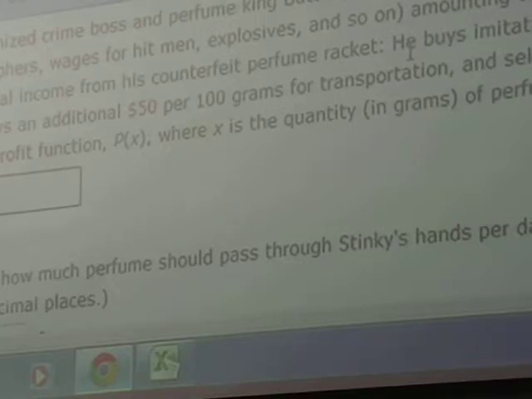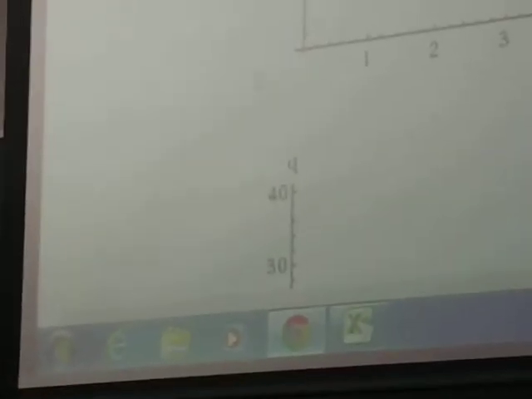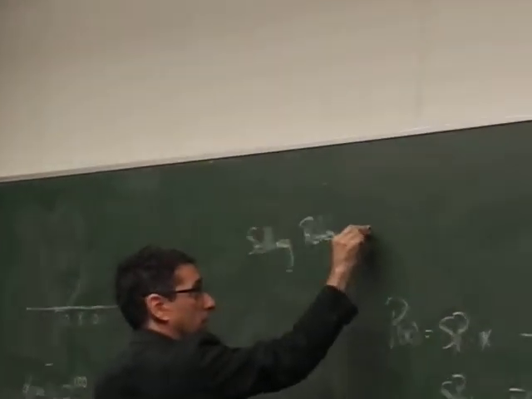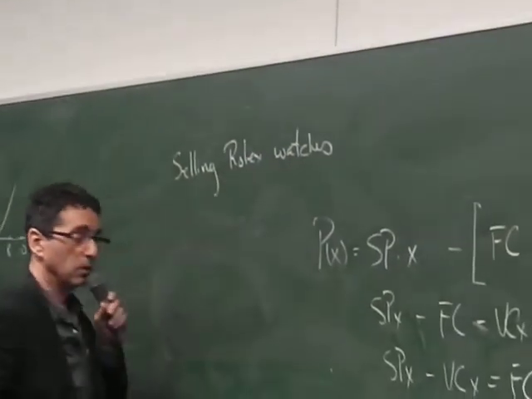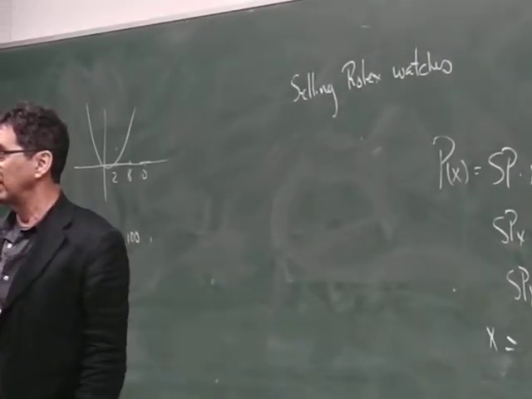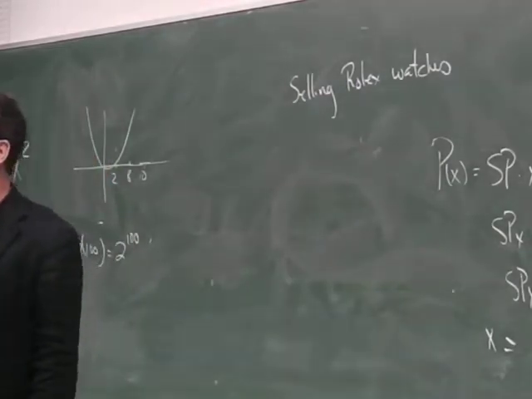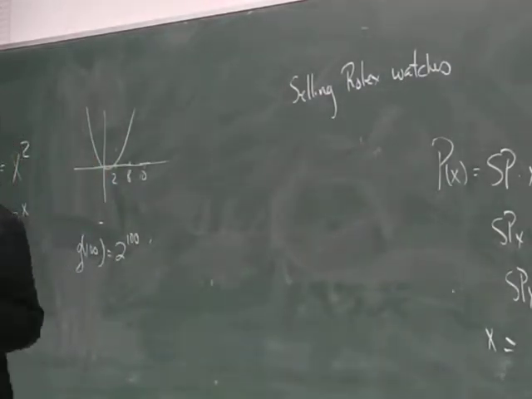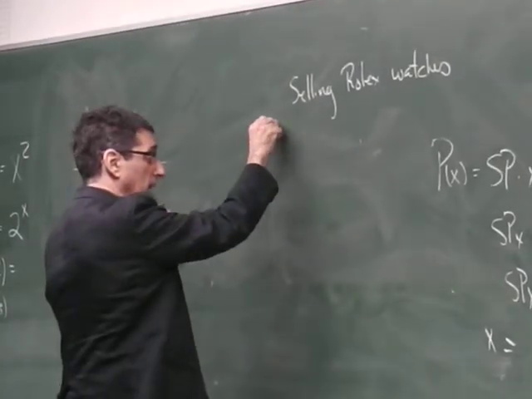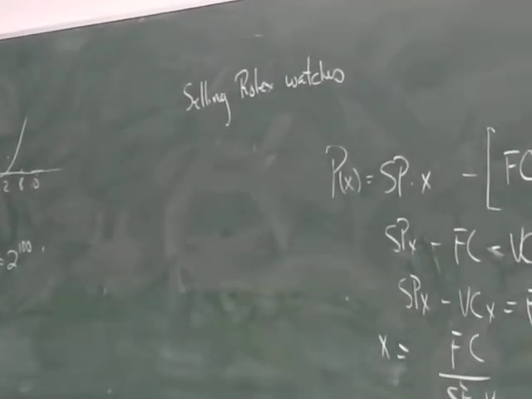Okay, any questions so far? All right, now let's go to this one. Okay, so suppose I'm selling Rolex watches. Rolex watches are usually expensive, costing like $5,000 or more. So now, if the price is really high, am I going to be able to sell a lot of Rolex watches or a little?